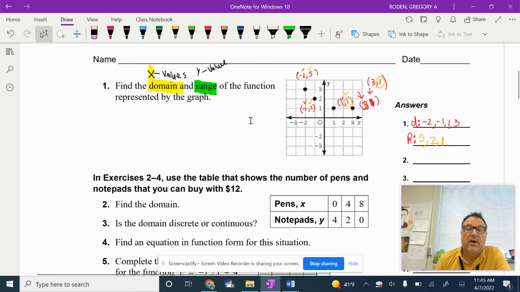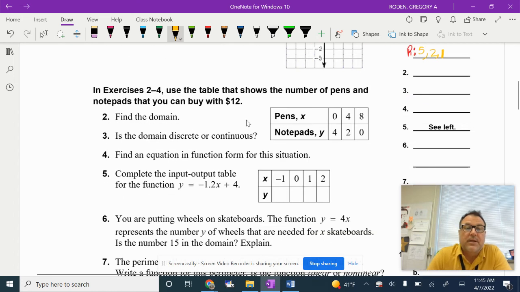Okay? All right. So the next problem says, in exercises 2 through 4, use the table that shows the number of pens and notepads that you can buy with $12. The first thing you want to do is say your domain. Well, what is your domain? The domain is the x values. So the x values are 0, 4, and 8.